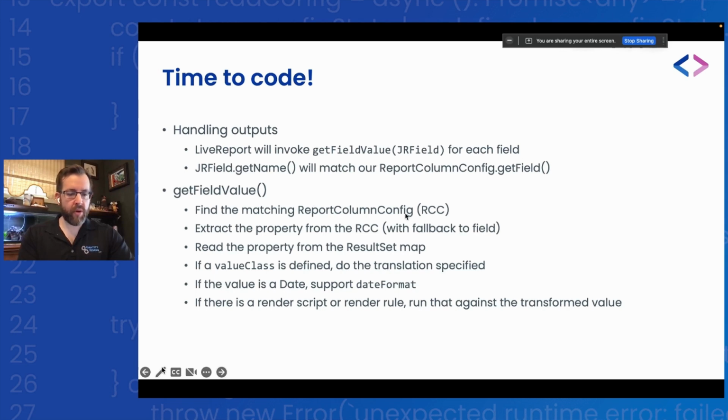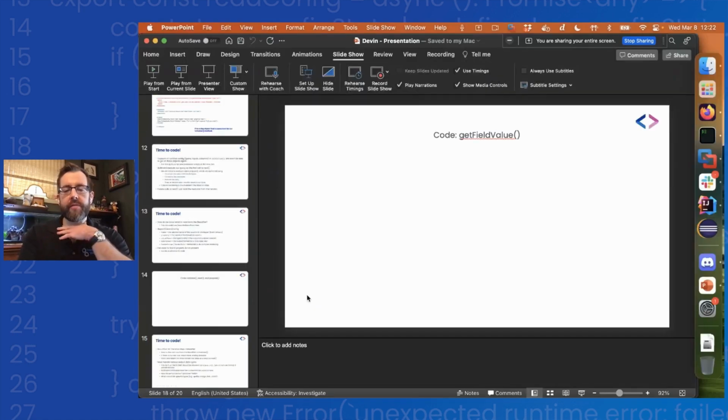We need to go grab the report column config, figure out which property we want, and read the property out of our result set. If a value class is defined on the report column config, we'll do some limited translations. If the value is a date, we can support the date format. And if there's a render script or render rule, we will run that. So I will show you get field value now.